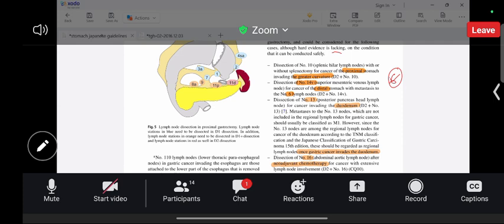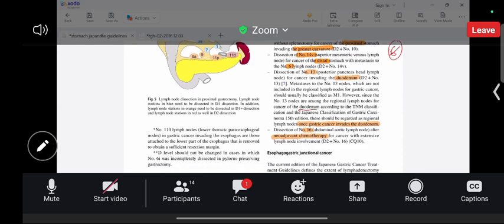Then when to do station 13? Station 13 is the posterior pancreatic head nodes, for cancers invading the duodenum we have to perform station 13. There is one important line: number 13 nodes are among the regional nodes for cancer of the duodenum. For stomach, they are metastatic. But if the cancer of the stomach is directly infiltrating or invading the duodenum, then it can be considered a regional node. ठीक है ना, कभी कभी D1 तक जाता है ट्यूमर.